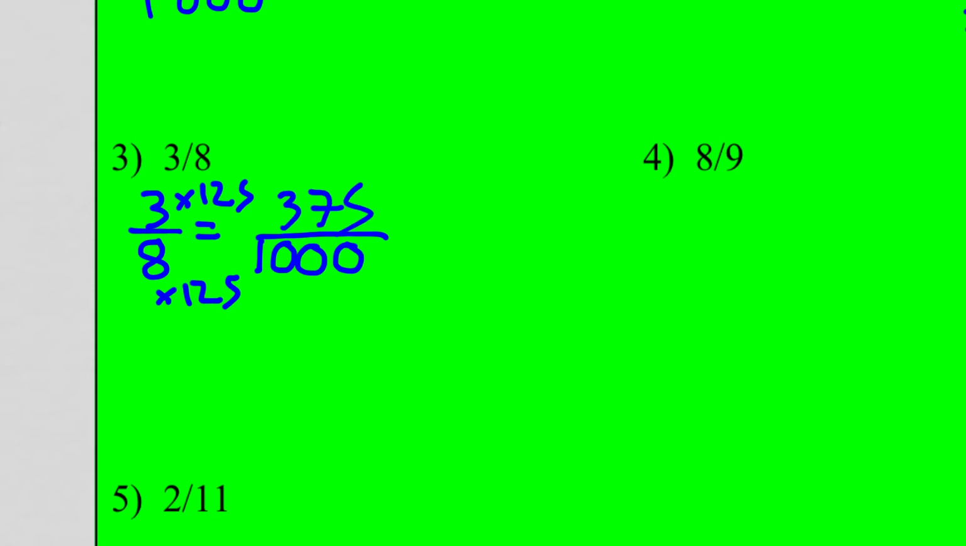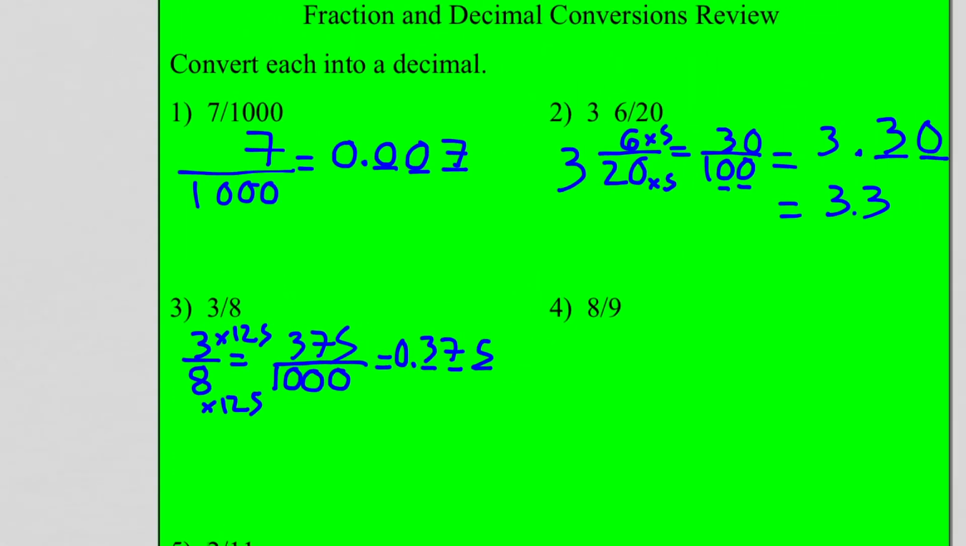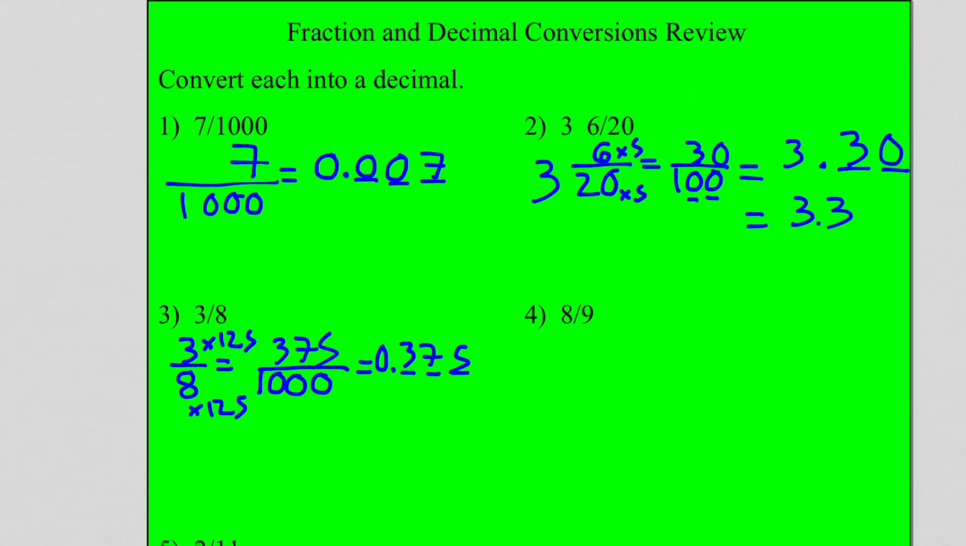And once it's out of 1,000, that tells you the number of decimal spots. There are going to be 3 of them. And in them go 3, 7, 5 with a 0 in front. 375 thousandths. So those 3 fractions all created terminating decimals, decimals that come to an endpoint.